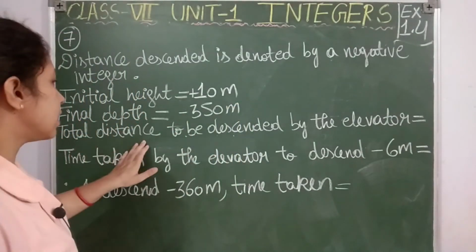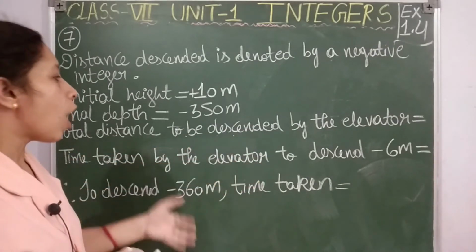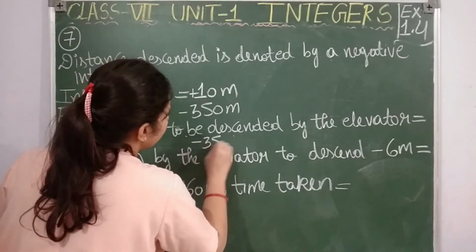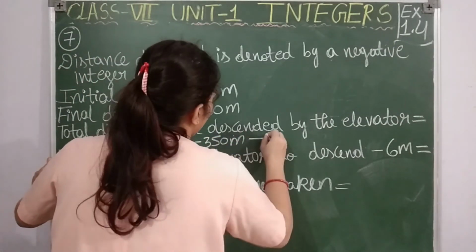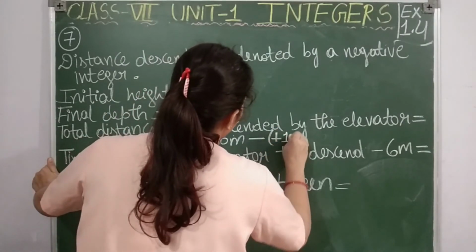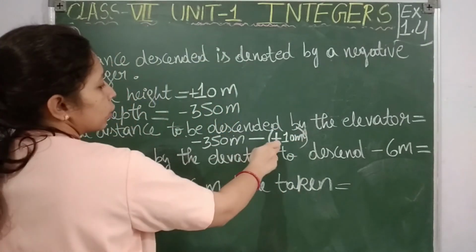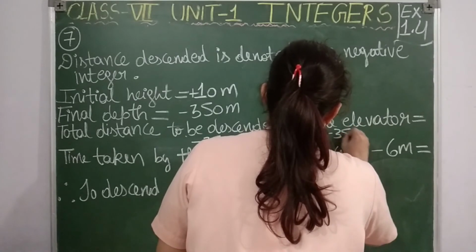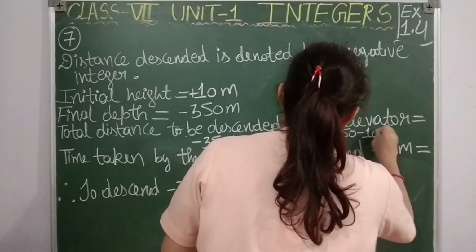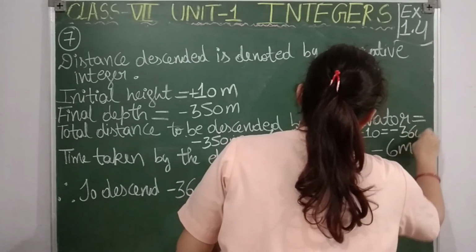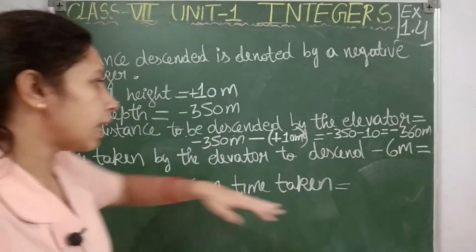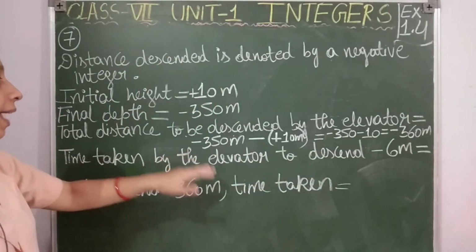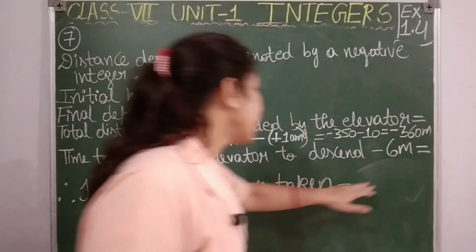Okay, then total distance to be descended by the elevator. So how much distance is the elevator going to cover? So minus 350 meters minus plus 10 meters. So how much, students, solve this? Minus plus minus, then minus 350. Okay, let us write like this. Minus 350 minus 10. Finally, we will get minus 360 meters. So the elevator has to descend up to minus 360 meters. Clear, students?